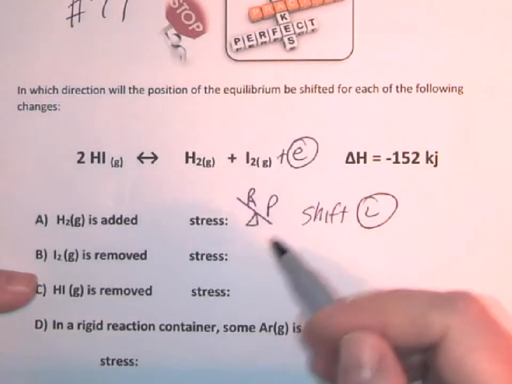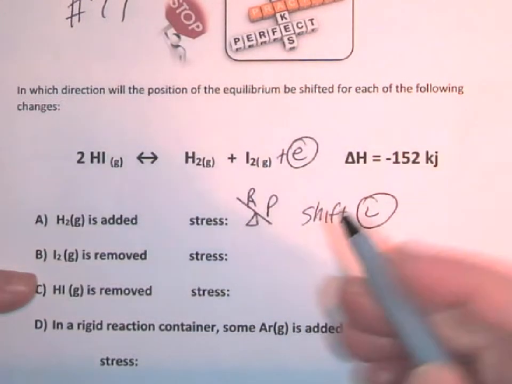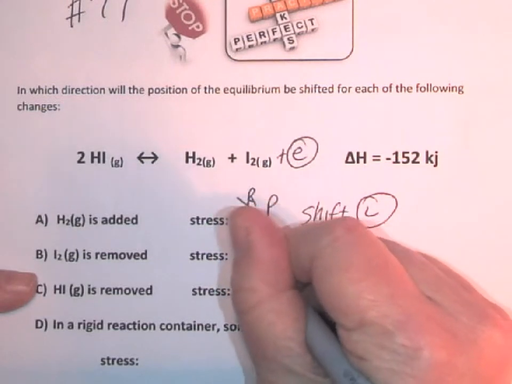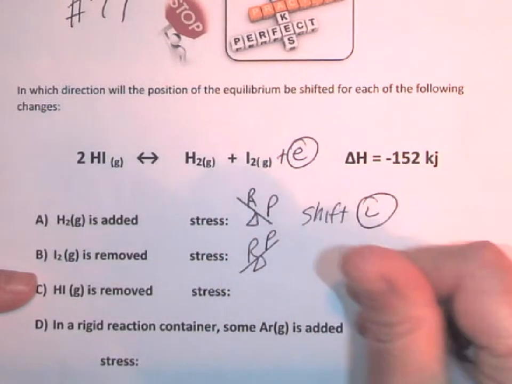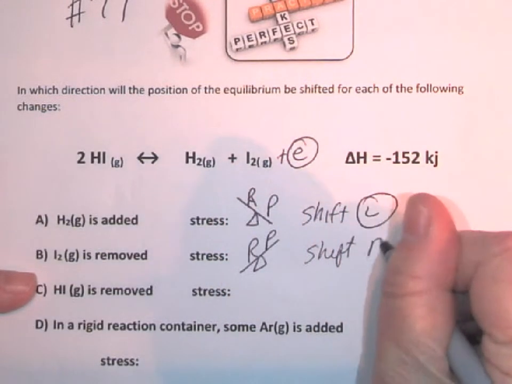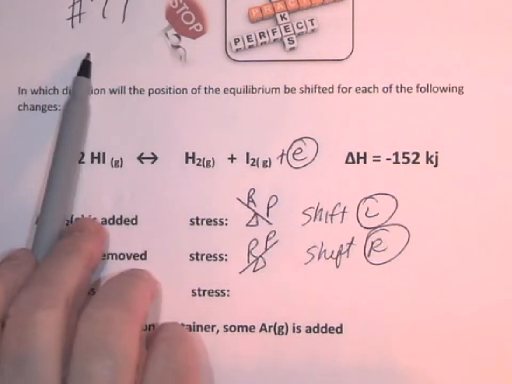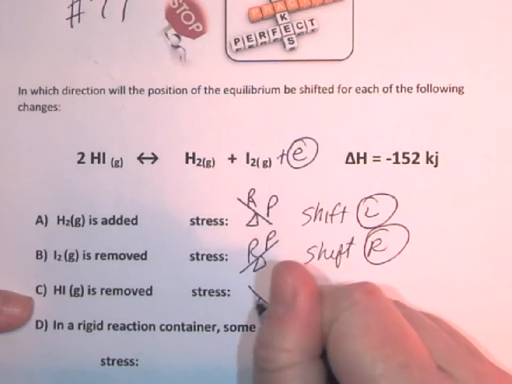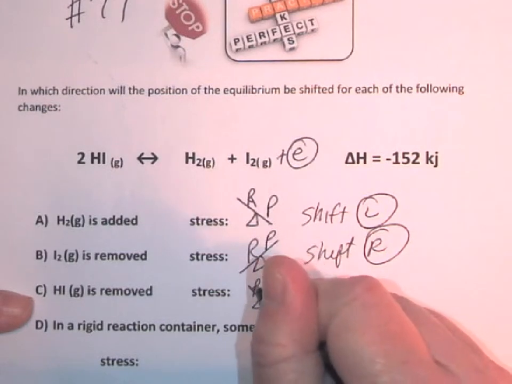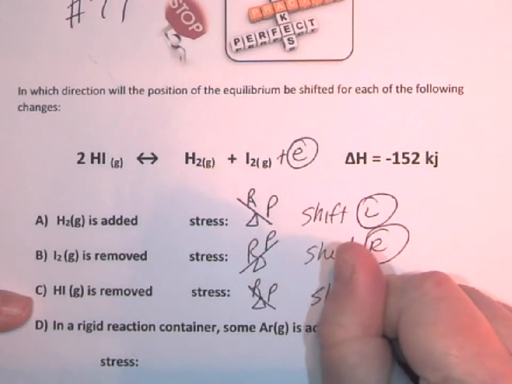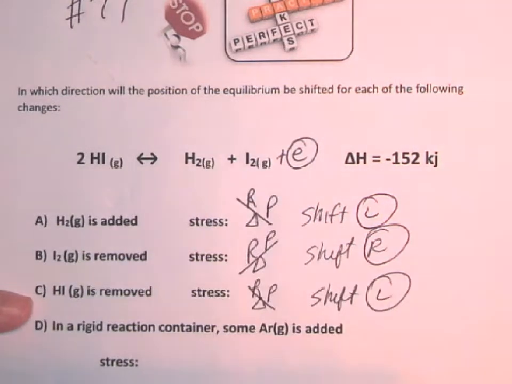If I remove iodine, think about taking someone off of this. This is what your stress is going to look like, and it's going to have to shift to the right side. HI is removed, so take the kid off of here. Boom, you could see the teeter-totter looking like this. All right, then it's going to have to shift to the left side.